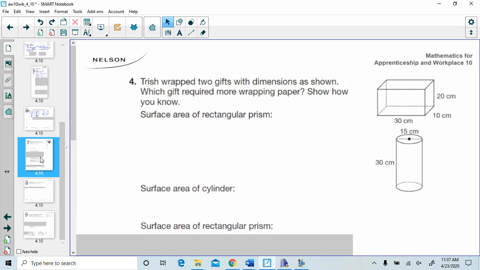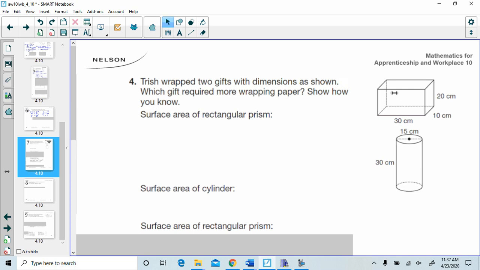Okay, so next one. We have two shapes here, and the scenario is we've got a person named Trish wrapping two gifts. Dimensions are shown. Which one needs more wrapping paper? So basically, we're looking at which one has the larger surface area.